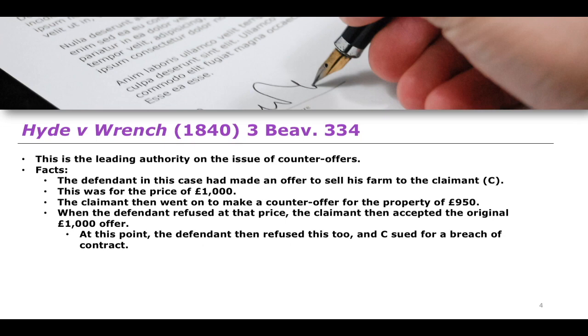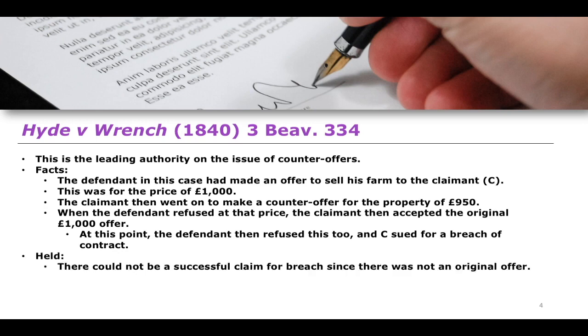According to the claimant, the defendant had made an offer to sell the farm for £1,000, which the claimant had then accepted. There was a little bit of a back and forth in the middle where there was this potential of selling the property for £950, but when this was refused, the claimant went and said, okay, well, I accept the original offer, and therefore a contract is made, and a contract is therefore valid. That is the argument that the claimant made.